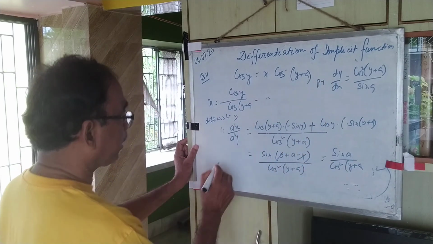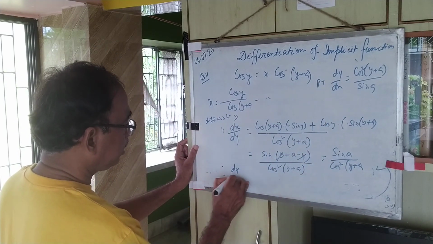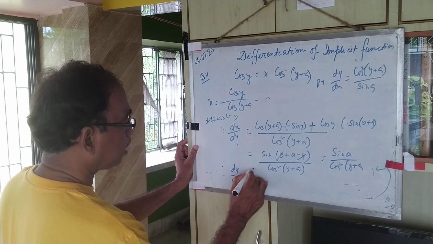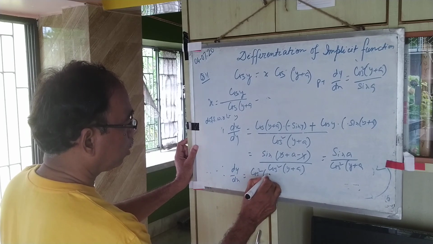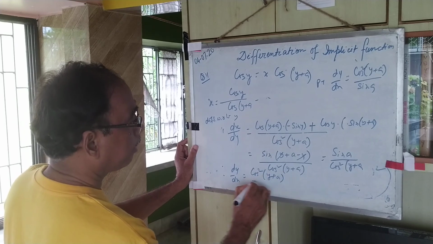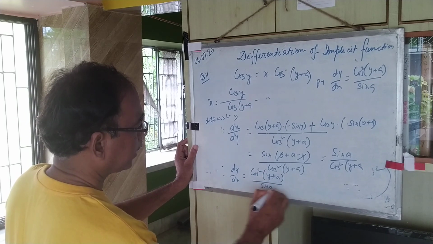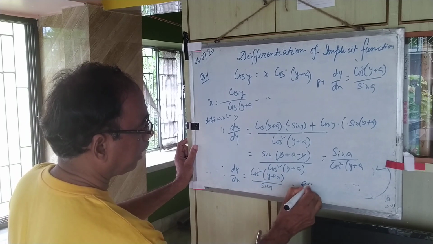We have to prove dy by dx. Therefore, dy by dx is the reciprocal, that is cos square y plus a by sin a equals the right hand side. It is proved.